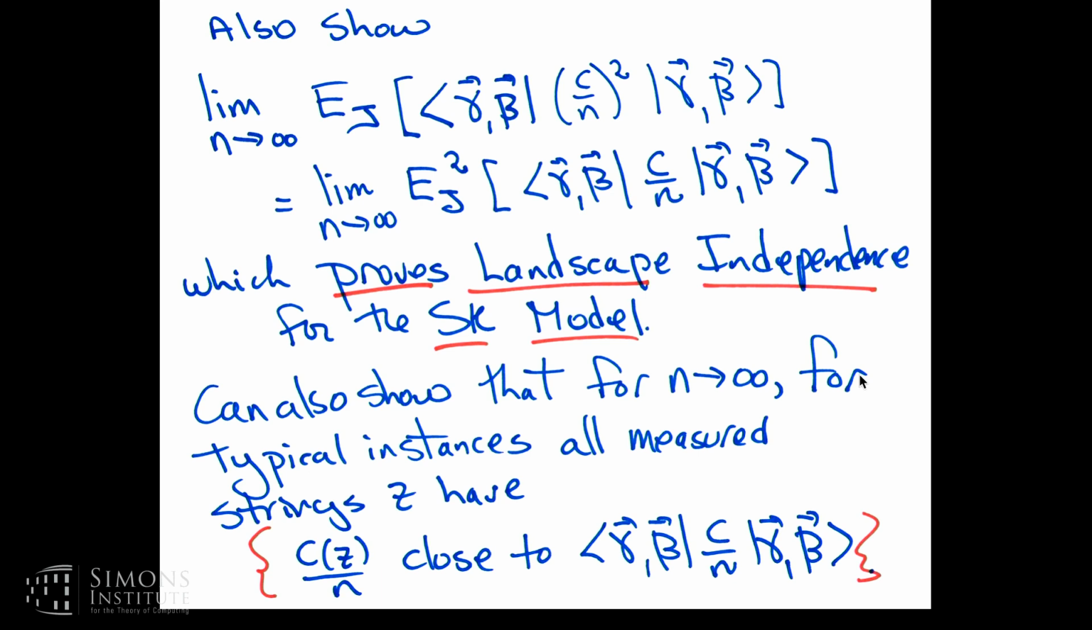But I can also show something else, that as n goes to infinity, for a typical instance, every string you measure will have that value as well. So it concentrates both over the instances, and then it concentrates over the measurements. Okay, it's sort of nice to know that.